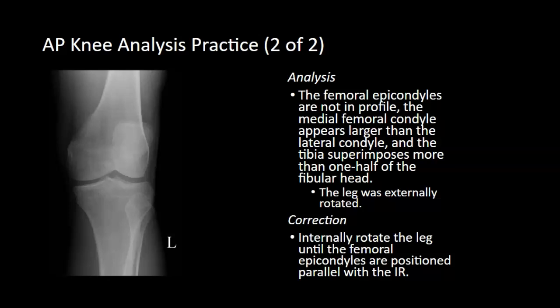The medial femoral condyle appears larger here than the lateral. The tibia superimposes more than that one half of that fibular head, so the leg was rotated externally. In order to correct this, we need to internally rotate that leg until those epicondyles are parallel with the IR.